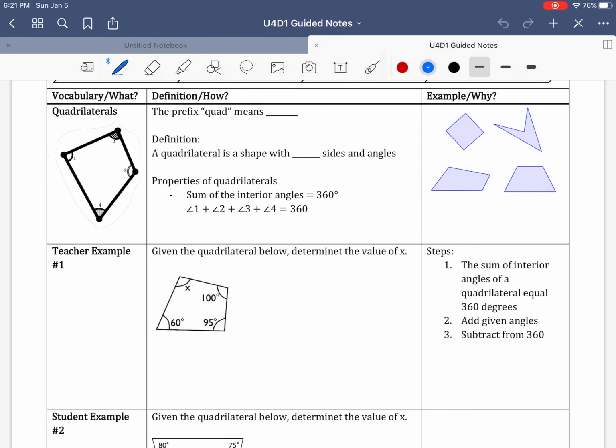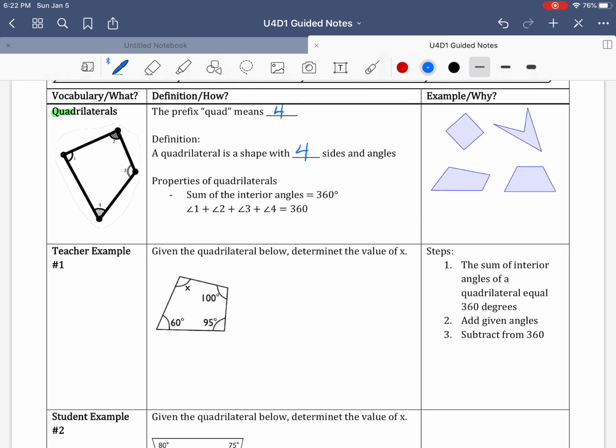So the first thing we need to discuss today is what is a quadrilateral? Well, when we look at the prefix here, quad, it means 4. So just like triangle, tri means 3, when we talk about quadrilaterals, we're talking about a shape that has 4 sides and angles. So quadrilateral is a really broad term. It means any shape that has 4 sides and 4 angles.